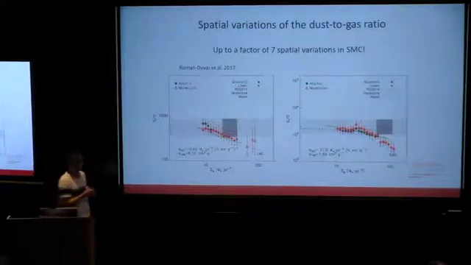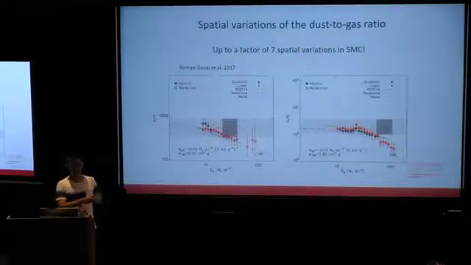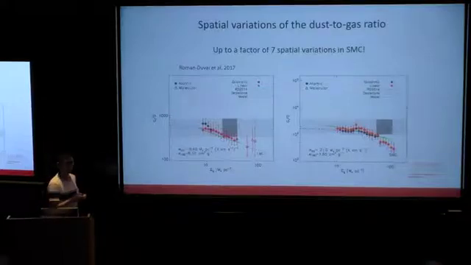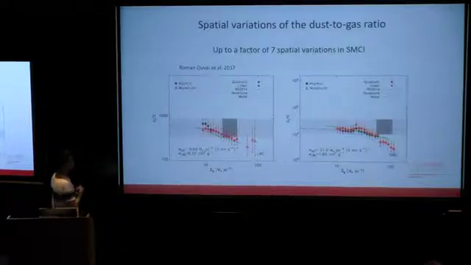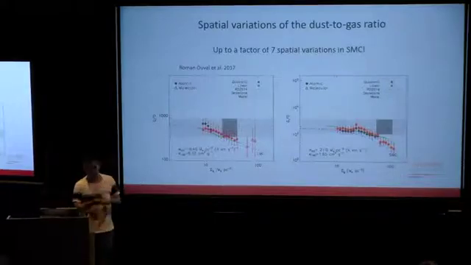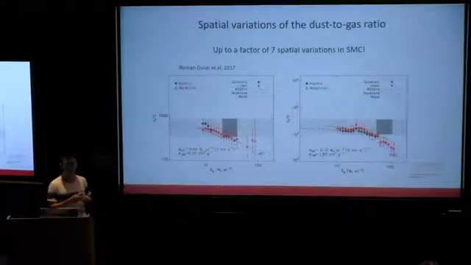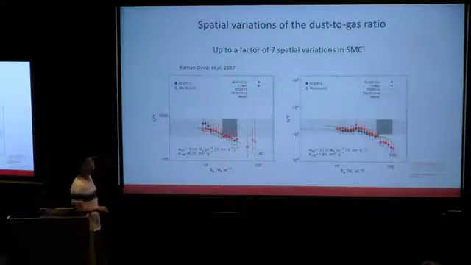But if you look at the observations, you realize that the dust-to-gas ratio varies not only from galaxy to galaxy, but also within a galaxy. For example, these are observations of the LMC and SMC. You can see the dust-to-gas ratio changes as you go to higher surface density. In denser areas, you have more dust, more metals in dust form, up to a factor of 7 in the case of the LMC.